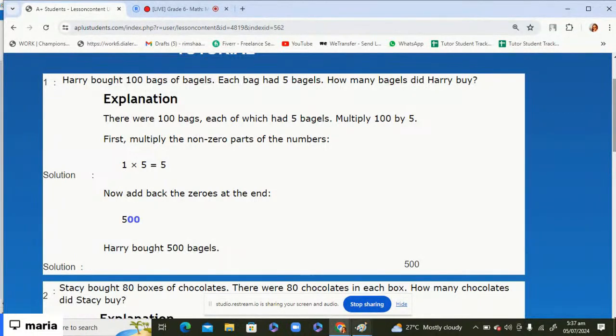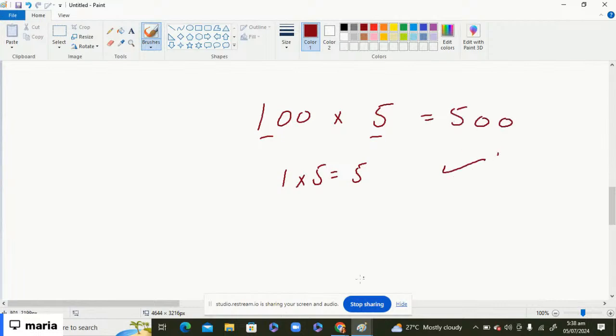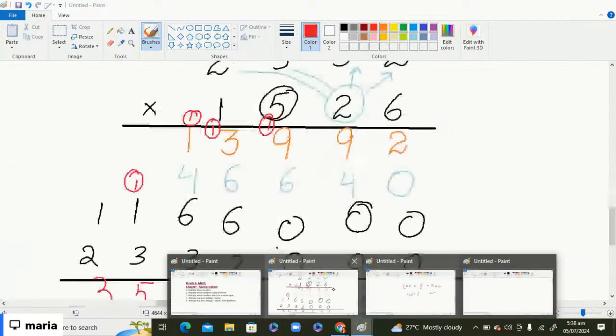Okay, look here. 100 times 5. What do we do? We are going to take only the non-zero digits. 1 times 5, which is 5. Put it here. How many zeros? 2. Just put them. That's it.